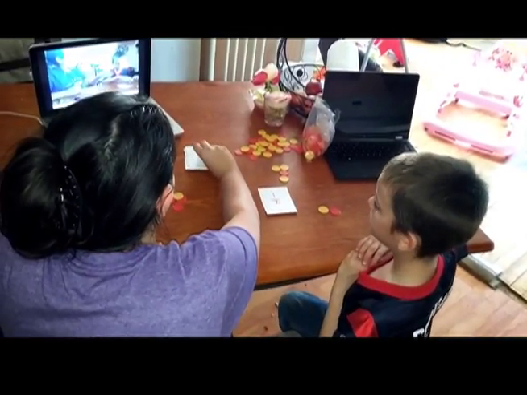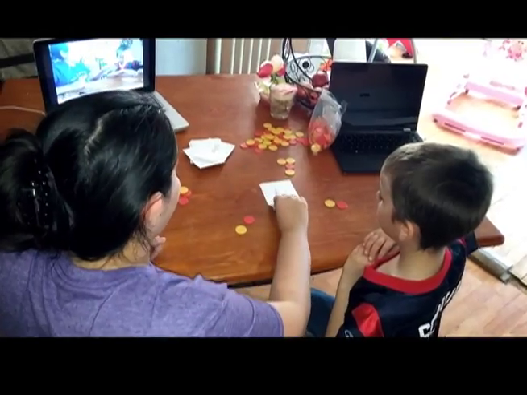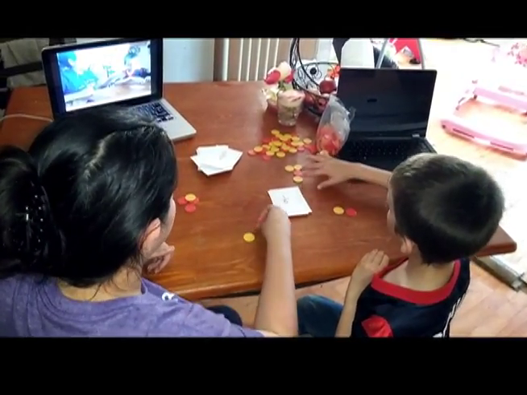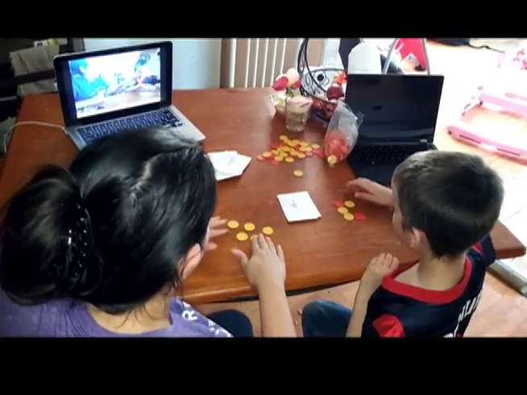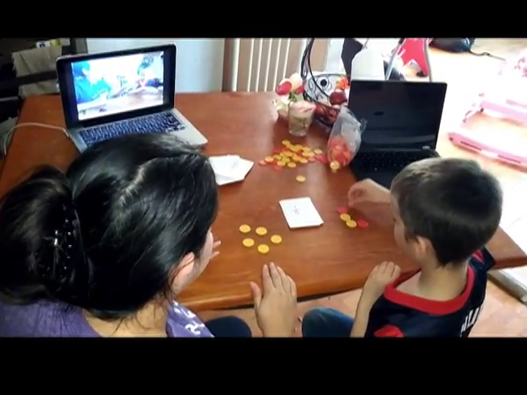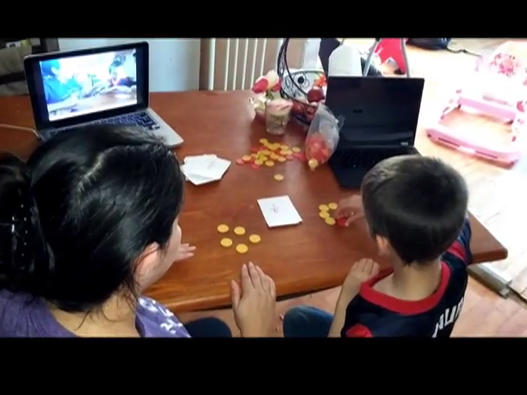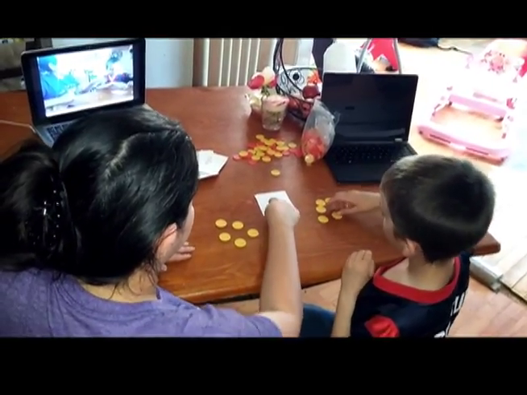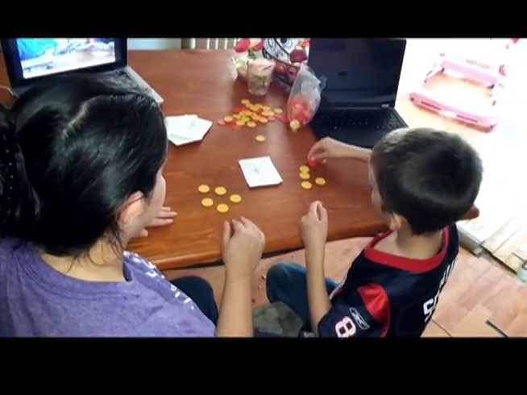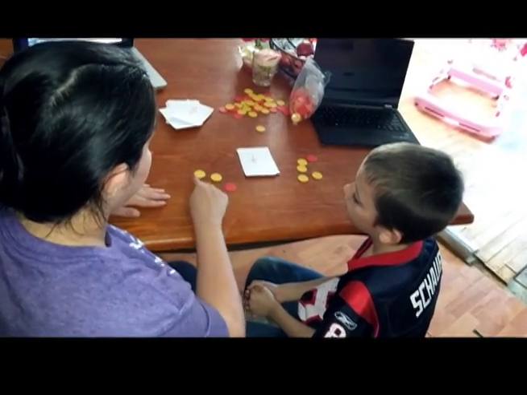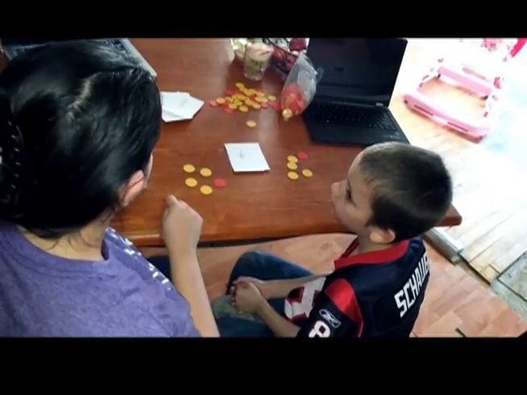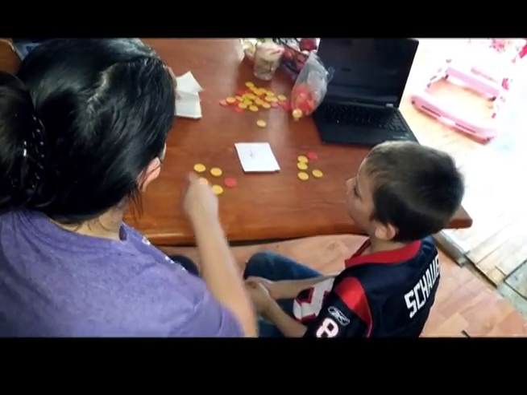Okay? If we would do 1/5, we would have five pieces, right? Okay, let's start with the yellow. And how do you think we would represent the 1 for the 1/5? Very good. We would flip over 1, and then we have 1 red, and 1 out of 5 gives us 1/5.